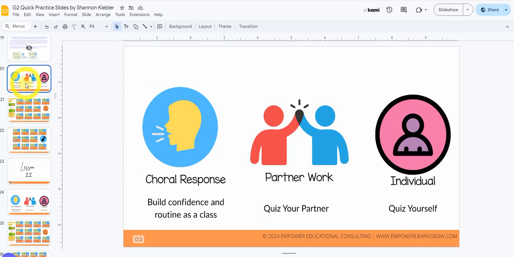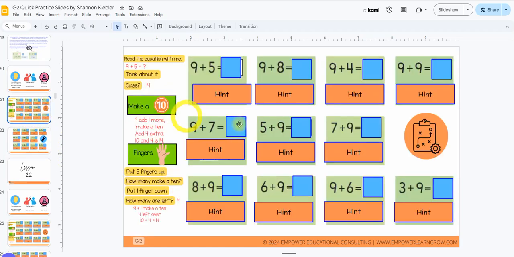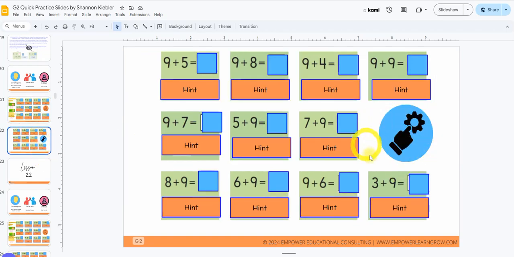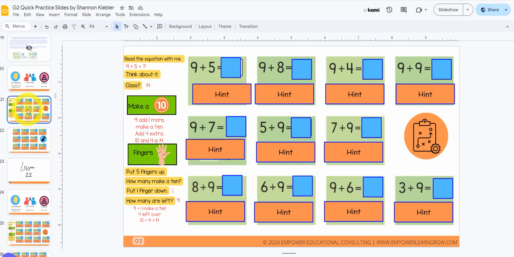You might mix it up. One day is full class, the next day is in partners, the next day is independent. Your choice, but the goal of this quick practice for most of Unit 2 is to continue to provide support in building both the strategy. You'll see that with the strategy icon on this slide, and then again with automaticity with the blue icon on this slide.